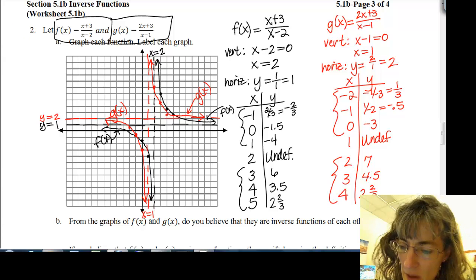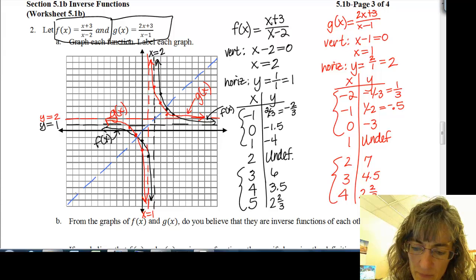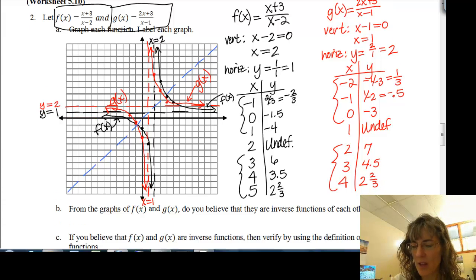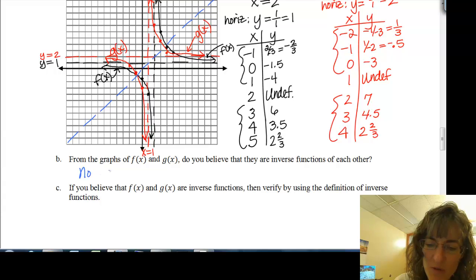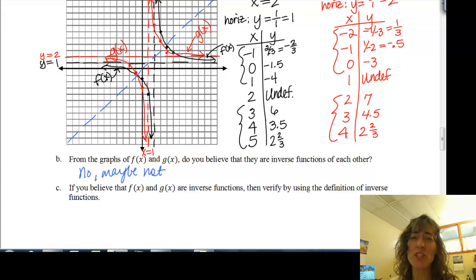Then the big question, do they look like they are reflected over that line y equals x? Do they look like they're inverses? And most of the students today said no, they don't. So no, maybe not. Because we're really not very good at judging yet on these inverses.